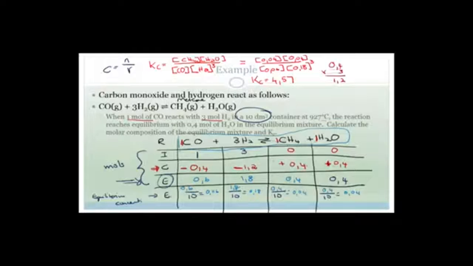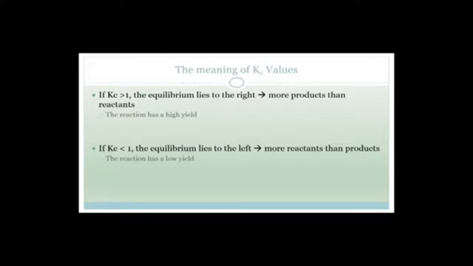Okay, so I said that we were going to talk about what this value of Kc means later. We'll do that later, but think about this. This is the concentration of the products over the reactants. So if this number is bigger than 1, what do you think we're getting more of, the products or the reactants? Obviously it means we're getting more products than reactants. If Kc is greater than 1, the equilibrium is going to ride to the right because we have more products than reactants.